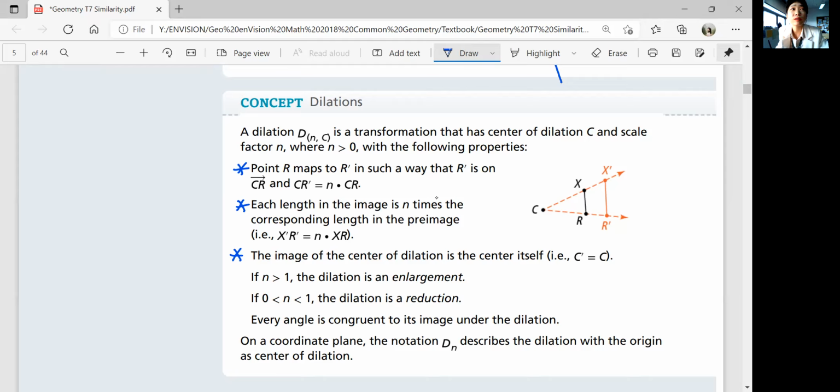Every angle is congruent to its image under the dilation. On a coordinate plane, the notation D sub n describes the dilation with the origin as the center of dilation, okay? So with the origin, you don't need a P. On the coordinate plane, your center of dilation is always going to be the origin (0, 0). Okay.